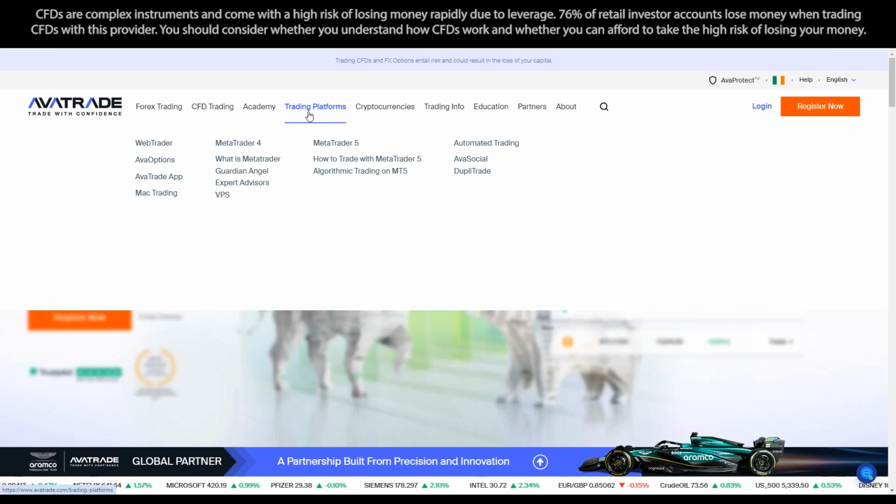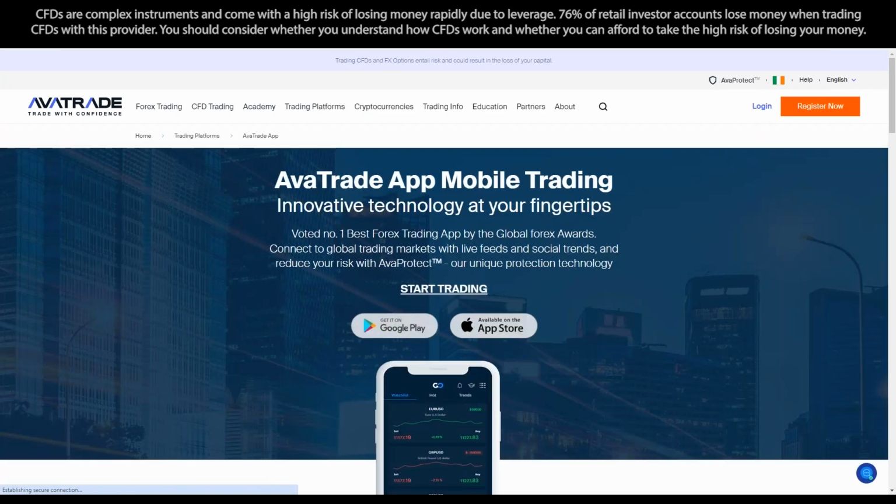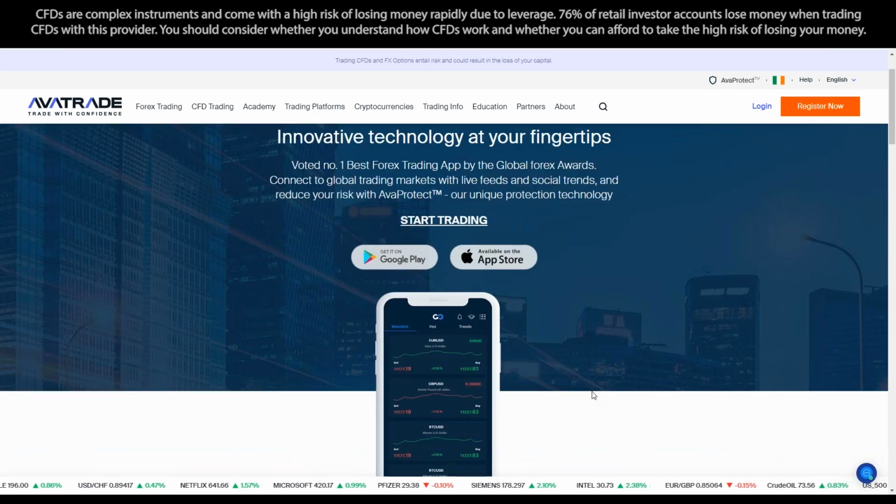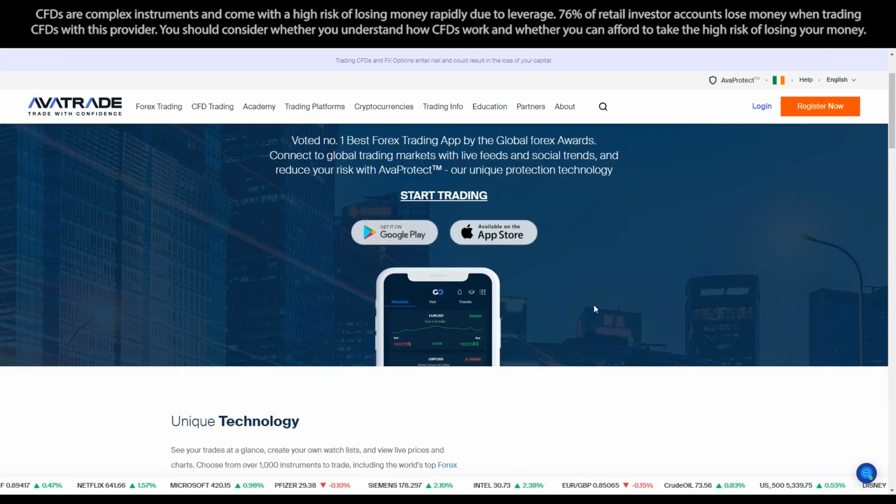So under the section AvaTrade app, you'll see there are links to take you to the app in the major app stores, or you can just search for AvaTrade Go in the app store itself and you'll find it. But what you'll find is the same functionality, the same trading tools, the signals, the market news, everything comes into the app, just like we will see in the web trader as we go through today's session.